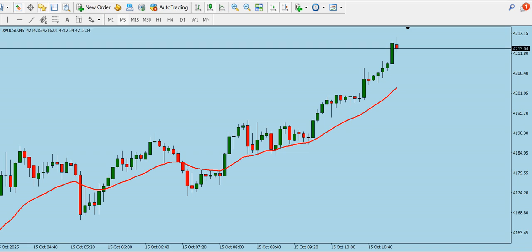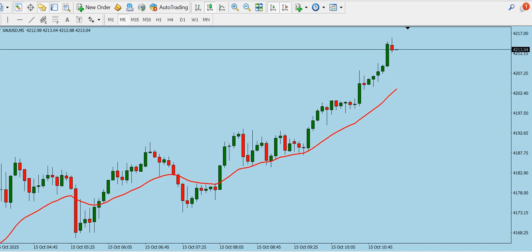Today we'll be looking at how we can trade gold XAUUSD on the 5-minute time frame using the Mega Smash strategy. The Mega Smash strategy is a peculiar strategy that allows traders to know the direction of price, the likely direction of price.